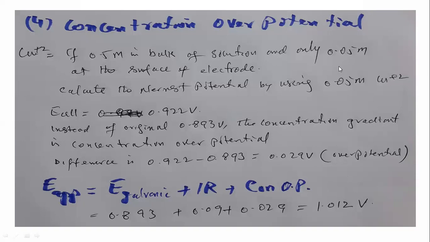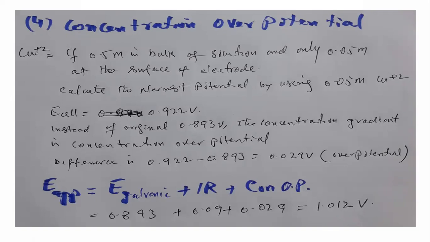You can minimize this factor by just stirring the solution, because when you stir the solution, you are homogenizing it throughout, and then there will be no difference of concentration at the surface as compared to the bulk of the solution. So you can avoid this concentration overpotential in a simple way, and this is called stirring. But if it is not done, you have to provide this extra potential, and now the total potential is 1.012 volt.